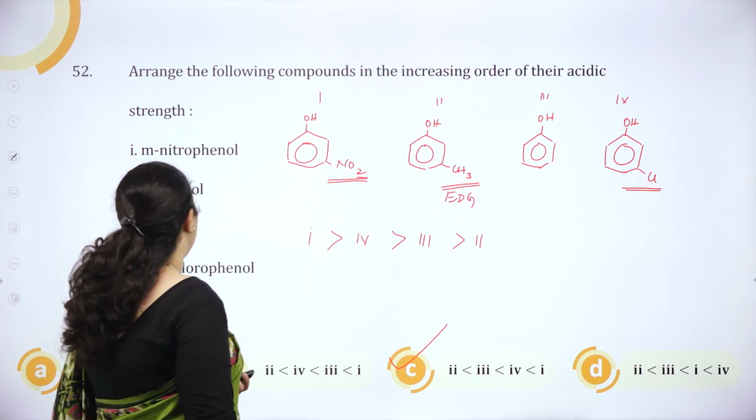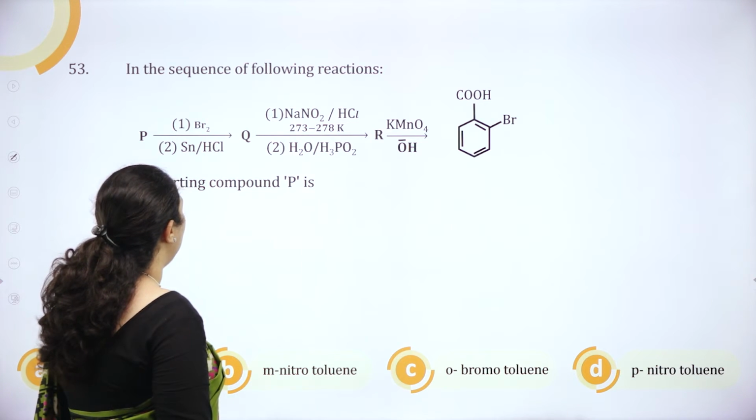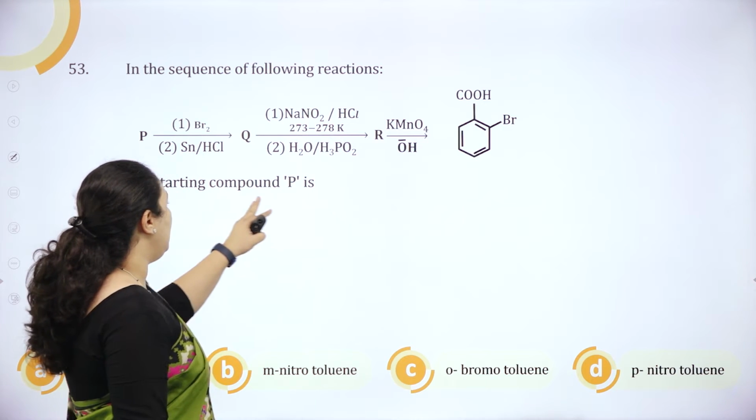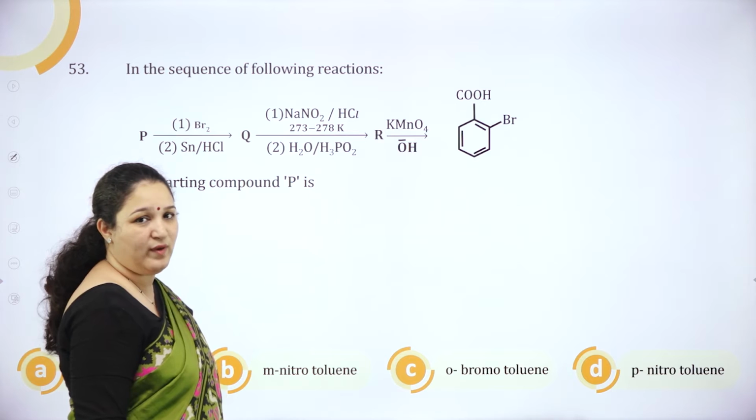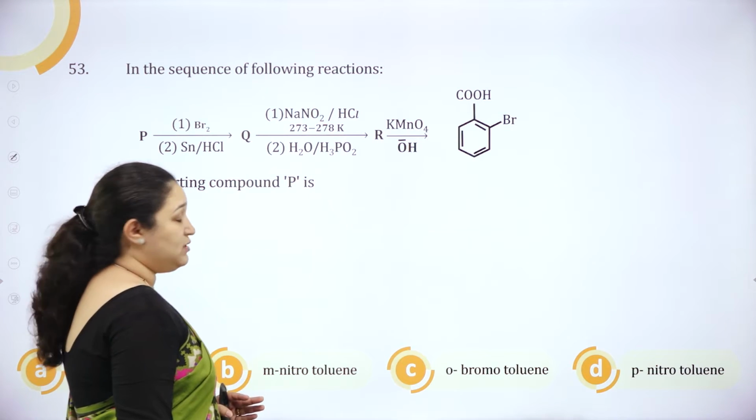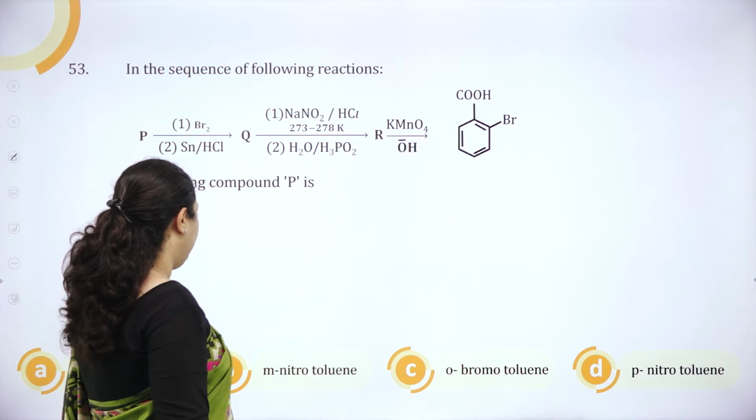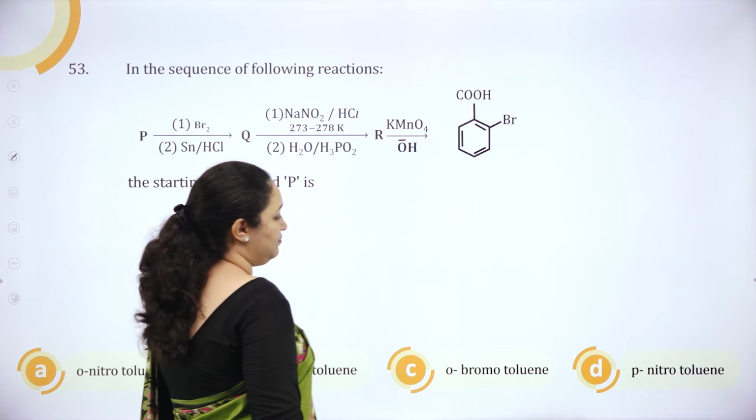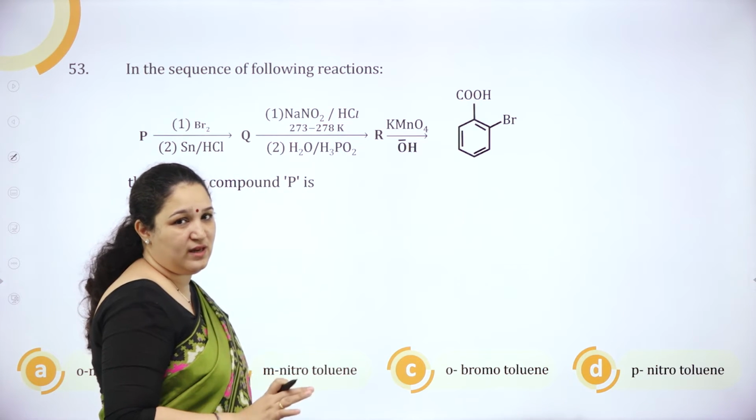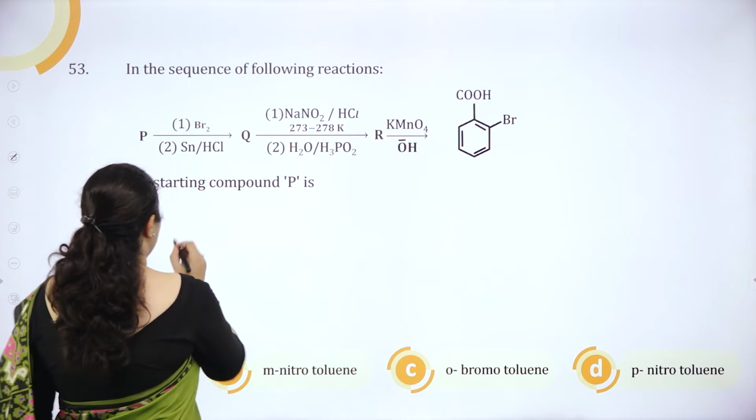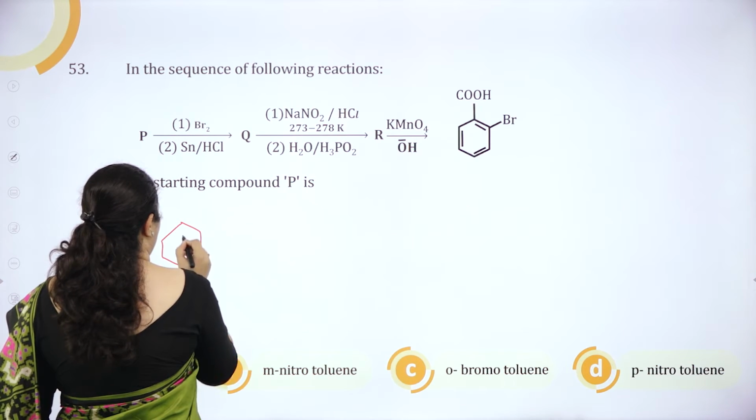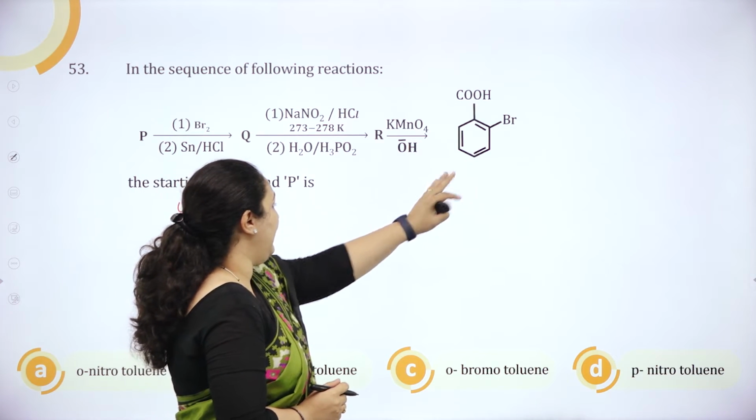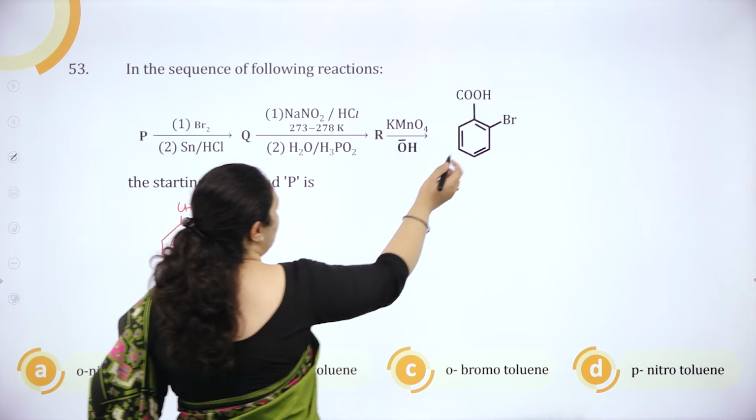Okay. Next question. In the sequence of the following reaction, what is the starting compound P they are asking. Okay. We'll see the options here. Orthonitrotoluene, metanitrotoluene, orthobromotoluene, paranitrotoluene. So it is toluene which is there. Okay. So this is toluene if I take. Okay. See the last end product. It has got bromine in ortho position.